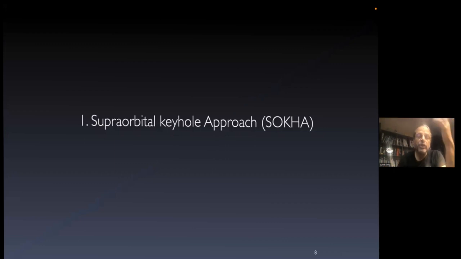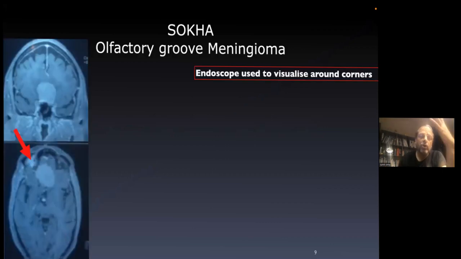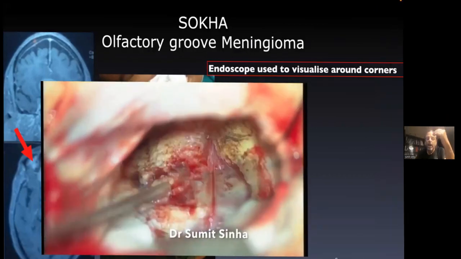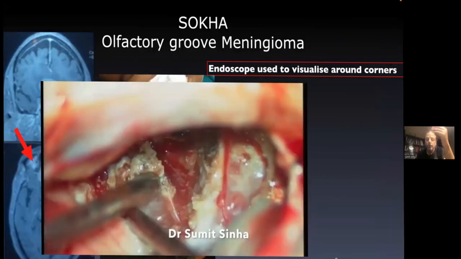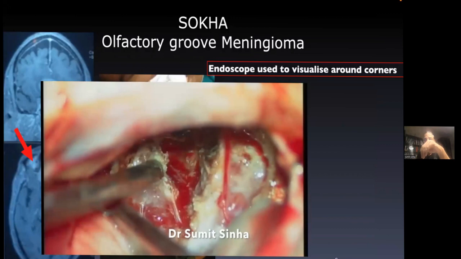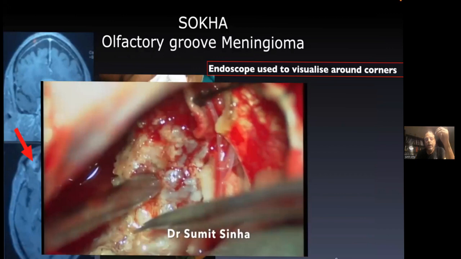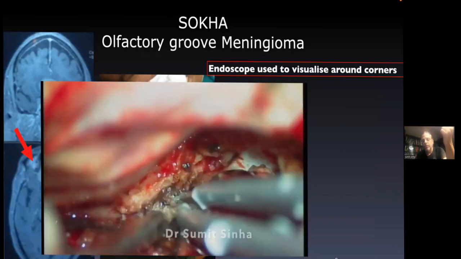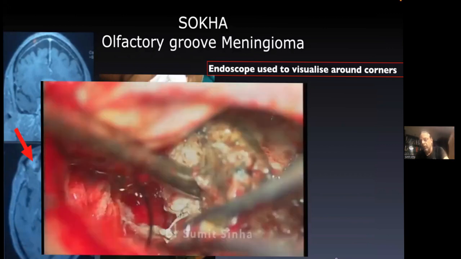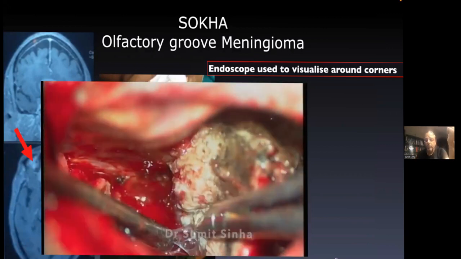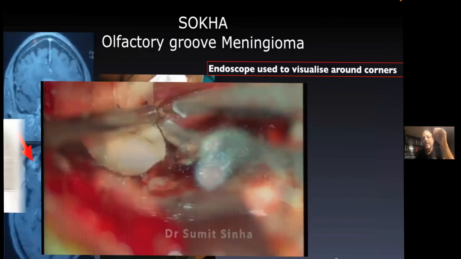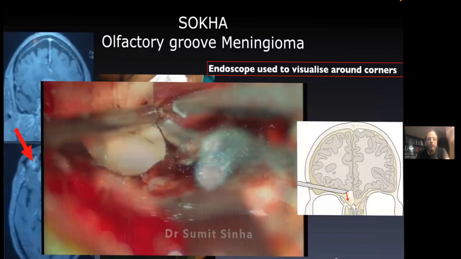So the SOCA approach, the supraorbital keyhole approach, is for lesions above the orbital roof and below the orbital roof. This is an olfactory groove meningioma, and sphenoid ridge meningiomas are some such tumors approached by SOCA. And of course clipping of anterior communicating artery segment aneurysms also, in the cold phase, I would say, not in the acute rupture phase.